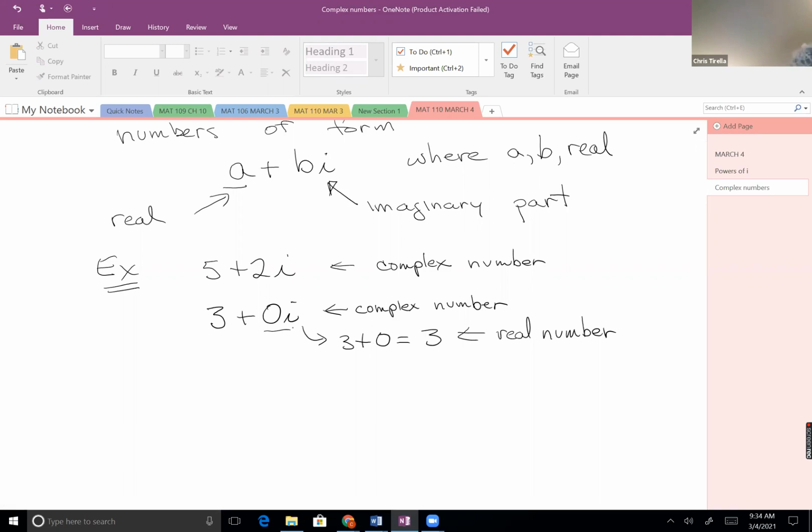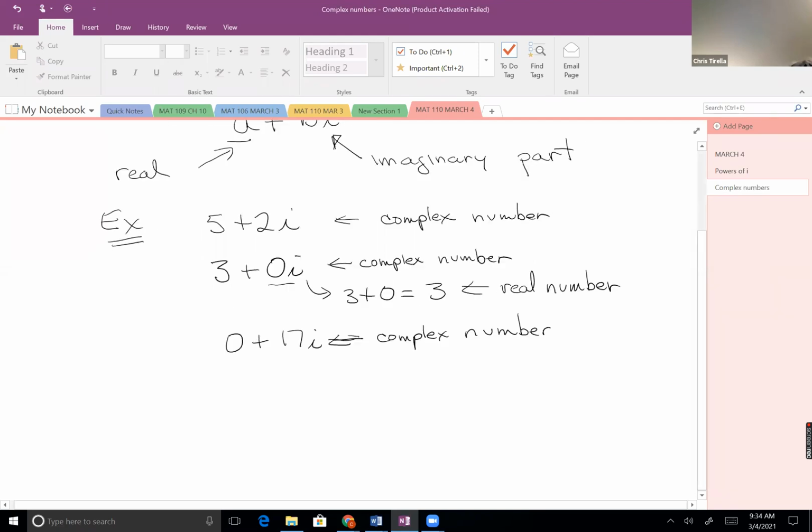And likewise, if I had something like 0 plus 17i, well, written that way, it's a complex number. But 0 is still that additive identity. And so when I look at 0 plus 17i, that would add to 17i. And so it's a pure imaginary number.